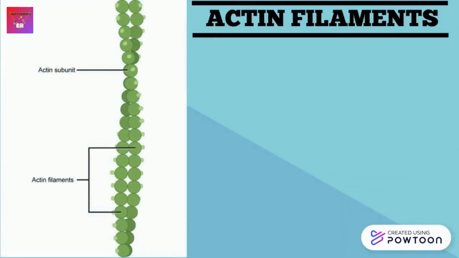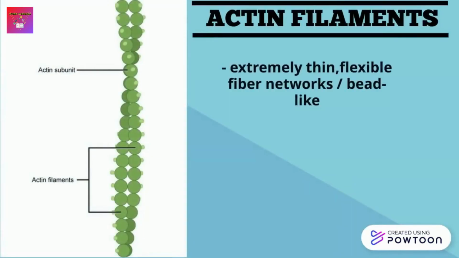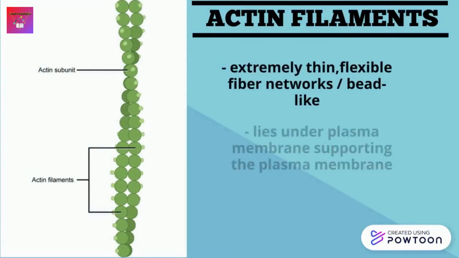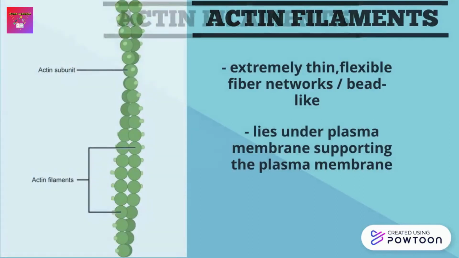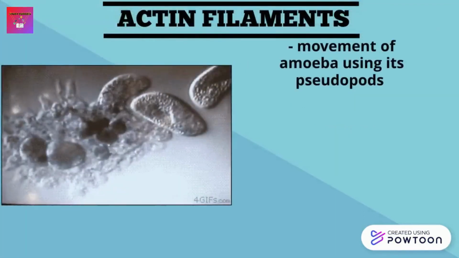First in line, we have the actin filaments. These are long and extremely thin, flexible fiber networks and have bead-like structures as well. It lies under the plasma membrane, providing structural support. An exemplary situation where actin filaments play their role is when an amoeba moves over a surface with its pseudopods.